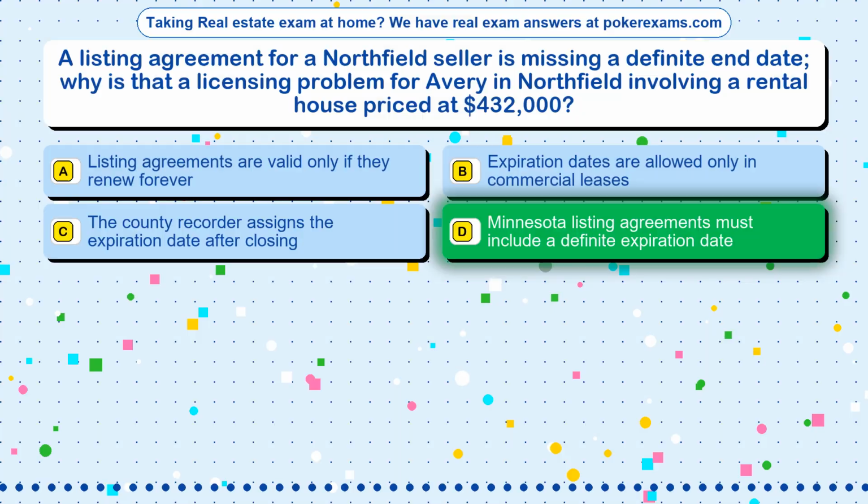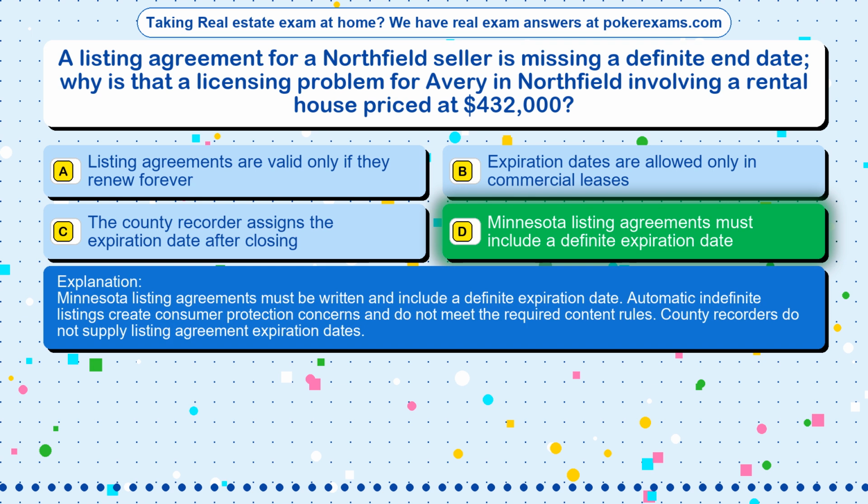The correct answer is option D. Minnesota listing agreements must include a definite expiration date. Minnesota listing agreements must be written and include a definite expiration date. Automatic indefinite listings create consumer protection concerns and do not meet the required content rules. County recorders do not supply listing agreement expiration dates.